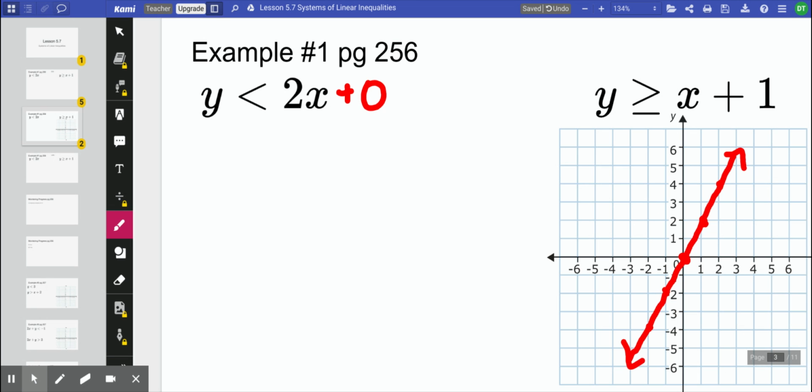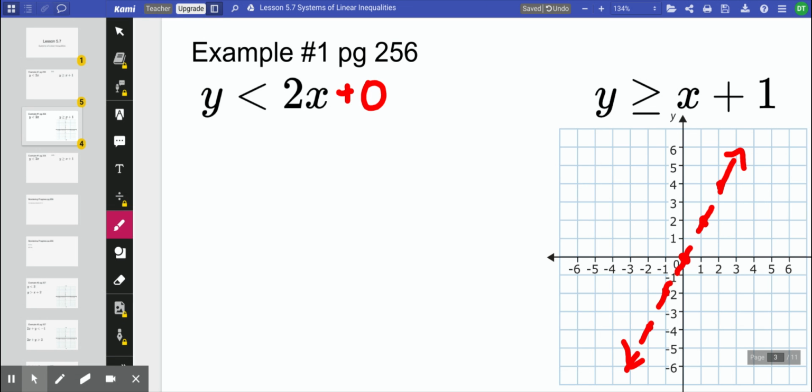Oh, but I messed up because we don't want it to be less than or equal to. We want it just less than. So I need a dashed line here. So I'll do my cool little dash, dash, dash line.